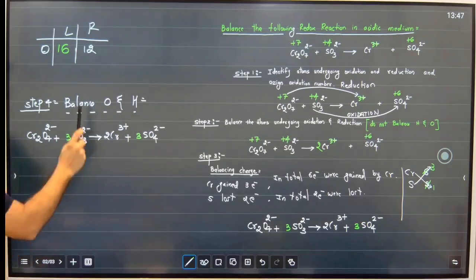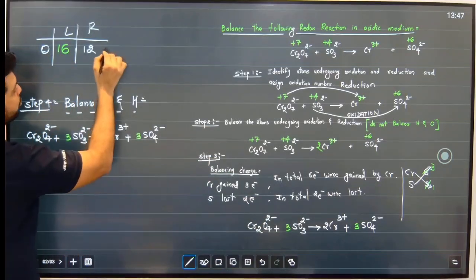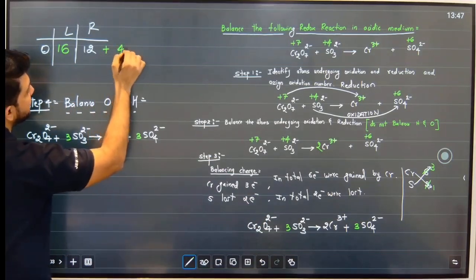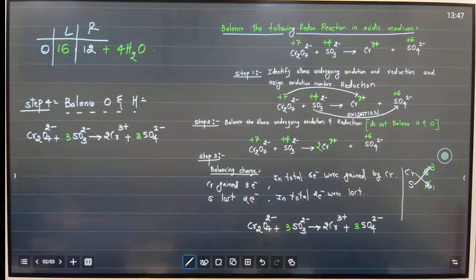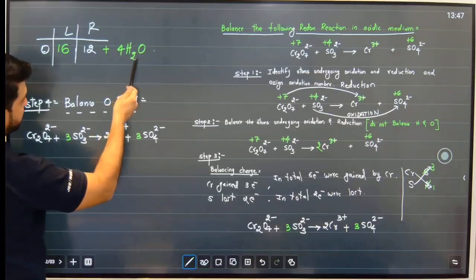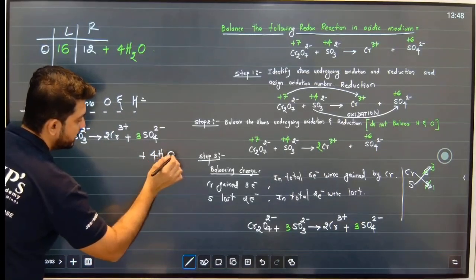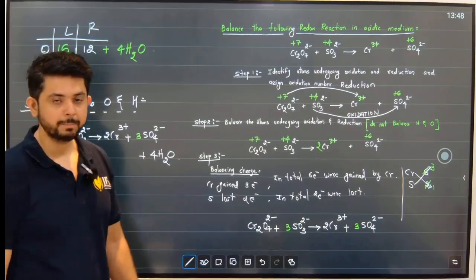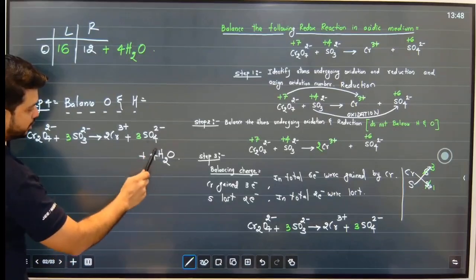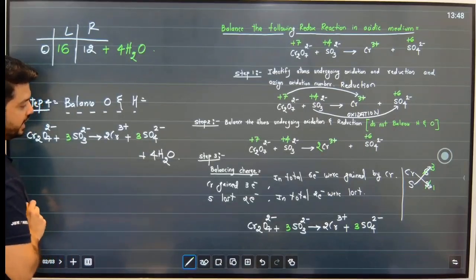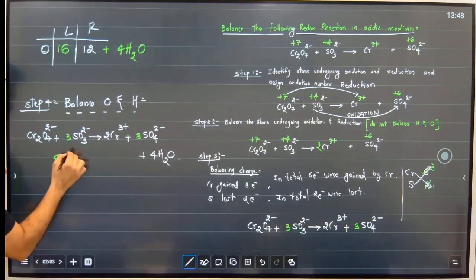So the side which has lesser number, the side which is deficient in oxygen, हम उतने oxygen add करेंगे in the form of H2O. So यहाँ पे 4 oxygen कम थे, so हमने add कर दिए 4 H2O, ये oxygen हो गई balance. But now we have to balance hydrogen. How many hydrogens are now there on the right hand side? 4 2s are 8. तो 8 hydrogen balance करने के लिए we will add 8H plus.